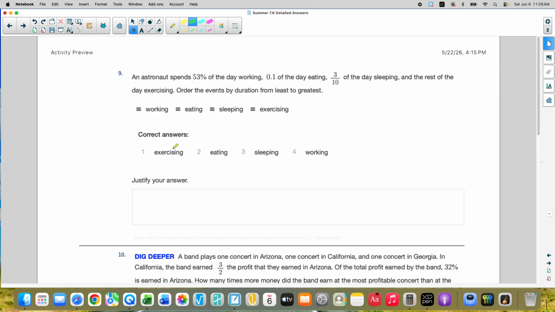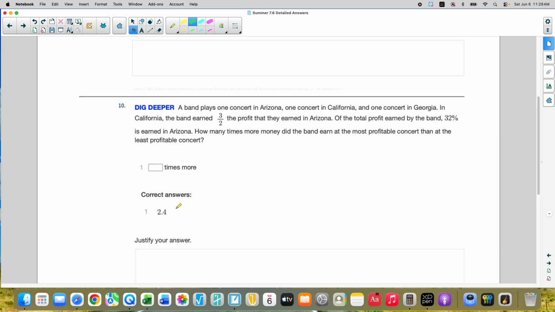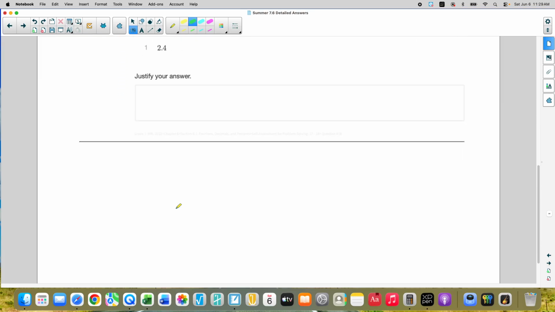So the correct answer is exercising, eating, sleeping, working. Yep, going from smallest to greatest. Smallest was exercising, which was 3%. Eating was 10%. Sleeping was 30%. Working was 53%. 2.4 times. Good. We like that. We did that correct.